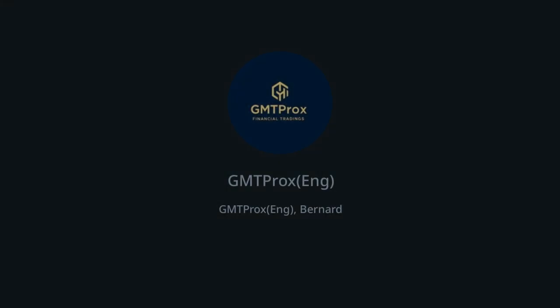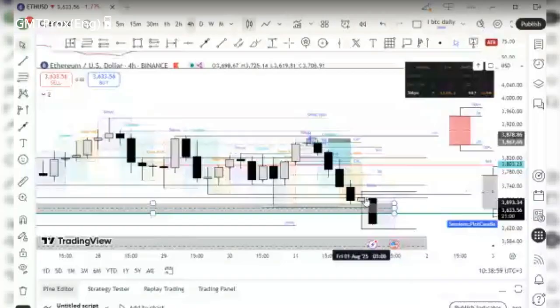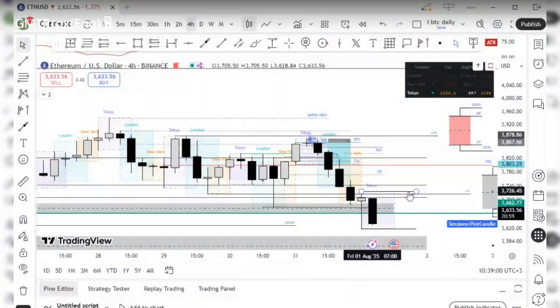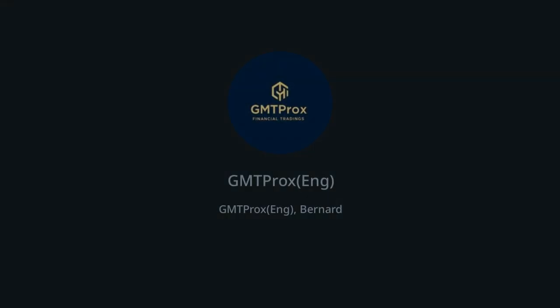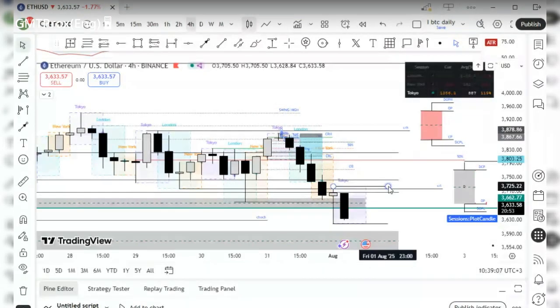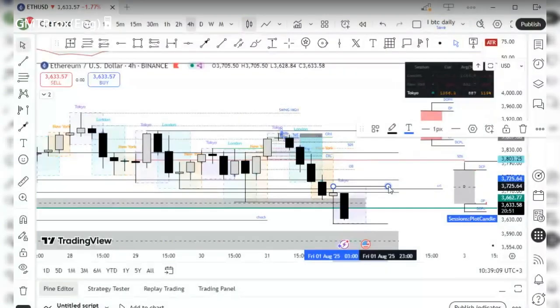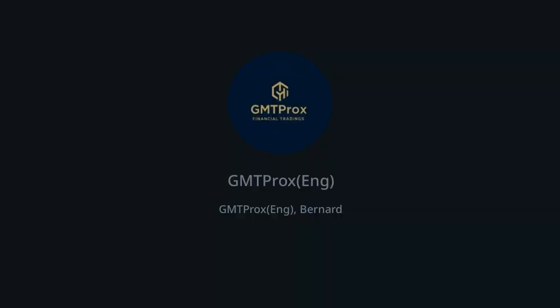This was the beginning of the Tokyo session, which has given us an accumulation candlestick, the range. It means in the 4-hour time frame, this is the range that Ethereum traded between, 3725.64 and 3620.